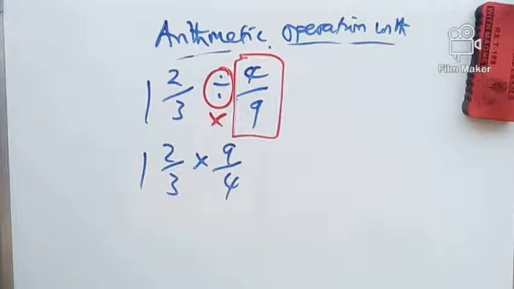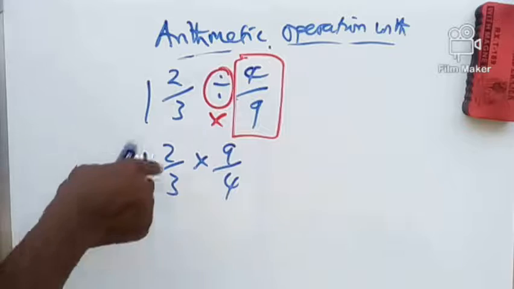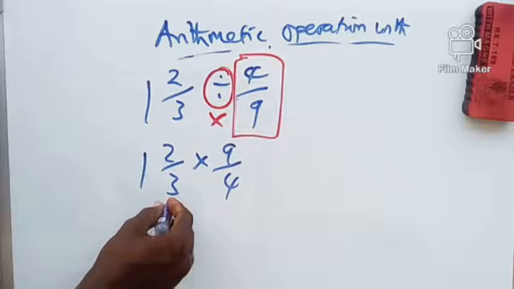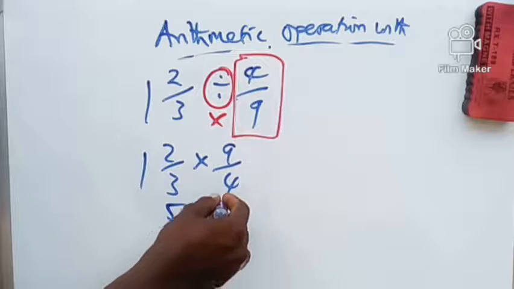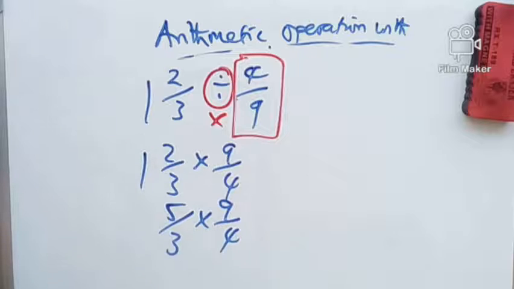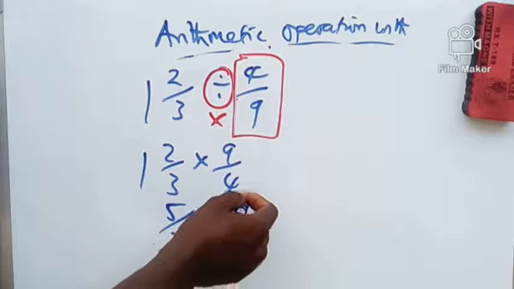To do that, we simply say 3 times 1, and that is 3, plus 2, that is what? 5. So we have 5 over 3 multiplied by 9 over 4. So let's quickly simplify. We can simplify 3 here, 1. 3 into 9, you have 3.